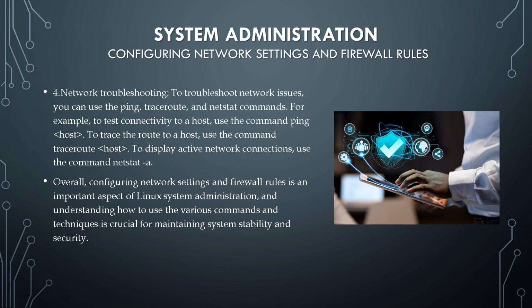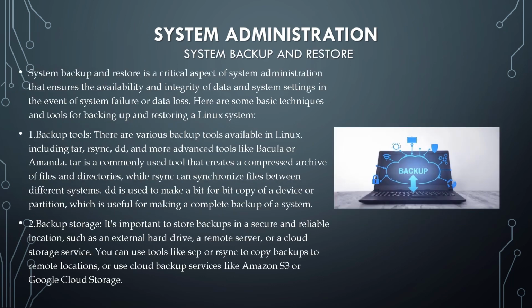4. Network troubleshooting. To troubleshoot network issues, you can use the ping, traceroute, and netstat commands. For example, to test connectivity to a host, use the command ping host. To trace the route to a host, use the command traceroute host. To display active network connections, use the command netstat. Overall, configuring network settings and firewall rules is an important aspect of Linux system administration, and understanding how to use the various commands and techniques is crucial for maintaining system stability and security.